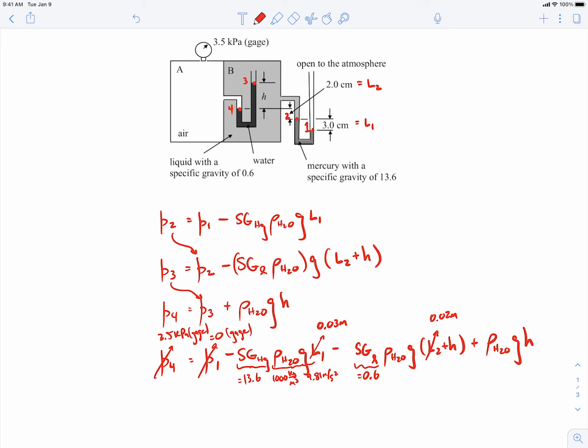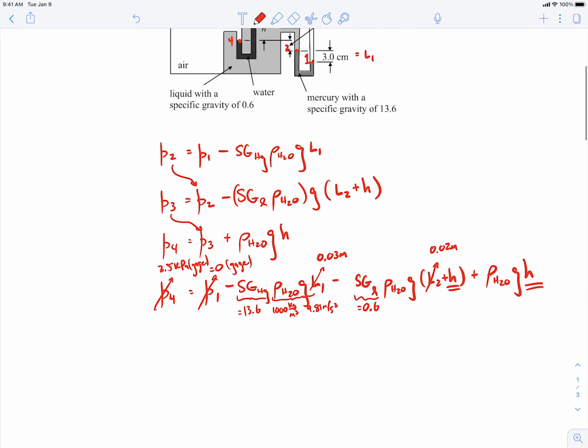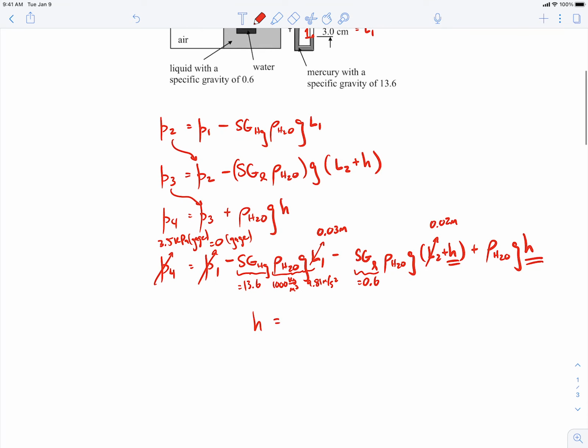So we can solve this equation ultimately for h. That's what we're trying to find. We can go through some algebra to work that all out. I'm not going to go through all that. It's pretty straightforward. But I will give you the final result. When you work out all the numbers, h comes out to be 1.9 meters.